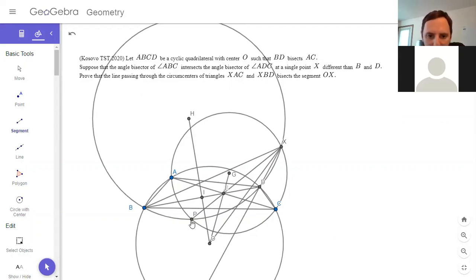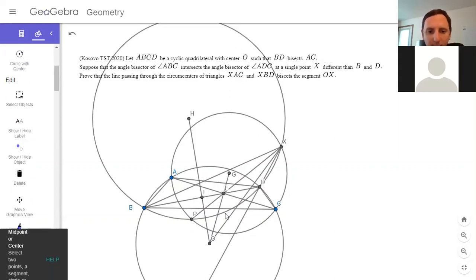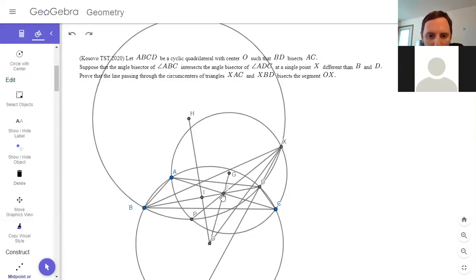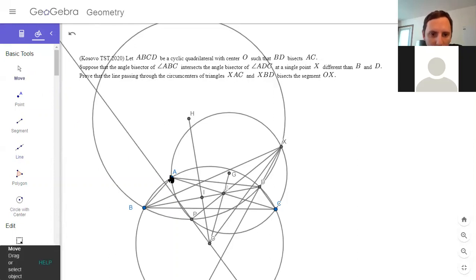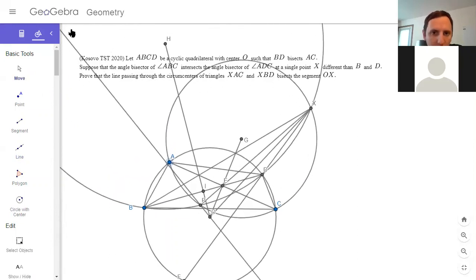Okay. Let me just try out something. Are OP and A collinear? No, that doesn't look true. Sorry about that.